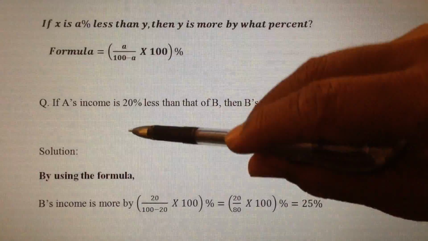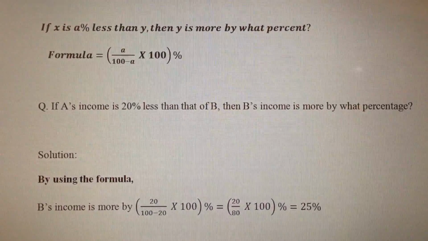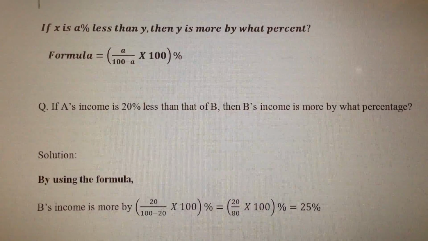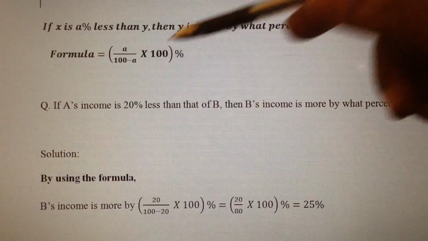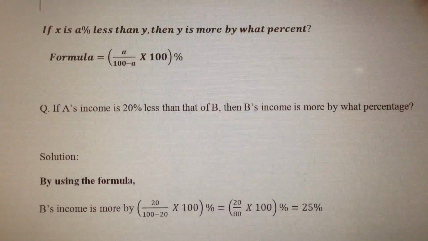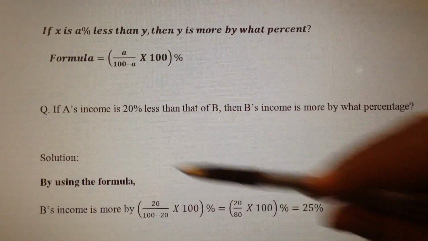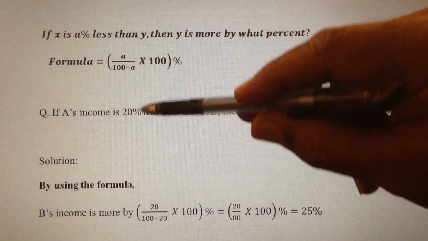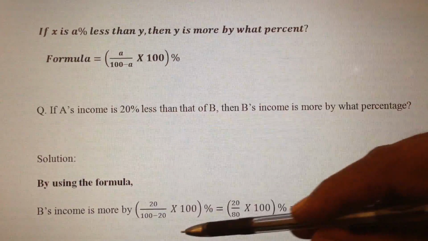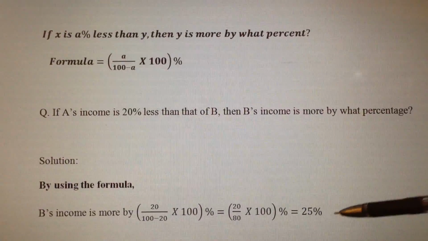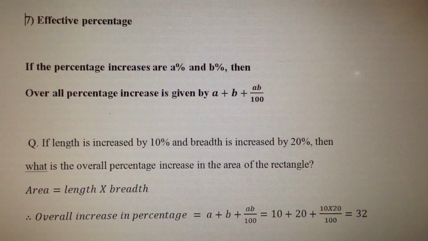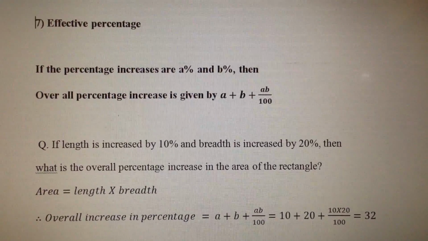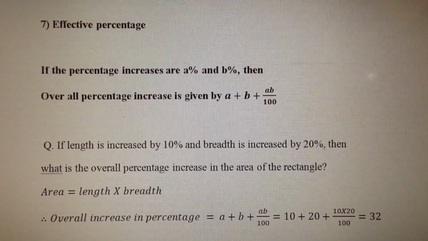If A's income is 20% less than B, then B's income is more by what percentage? Just apply the formula here. Formula is a by (100 minus a) into 100, where a is 20. Therefore, 20 by (100 minus 20), 20 by 80 into 100. This becomes 25%. So our answer is 25%. Okay, next let us see one more concept, one more formula.